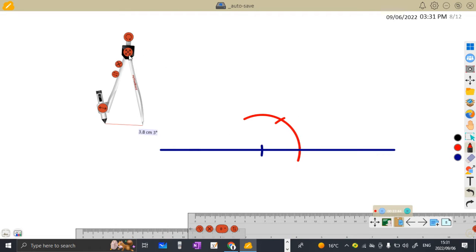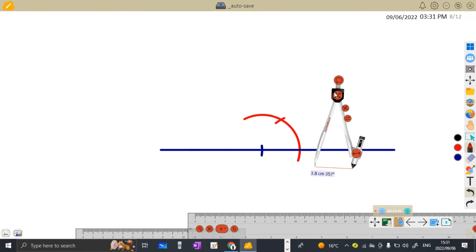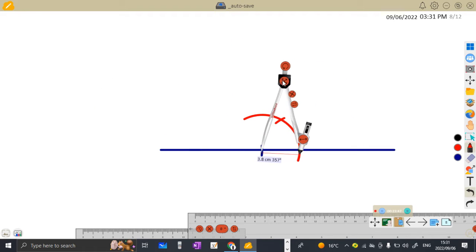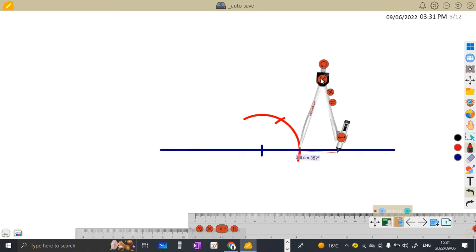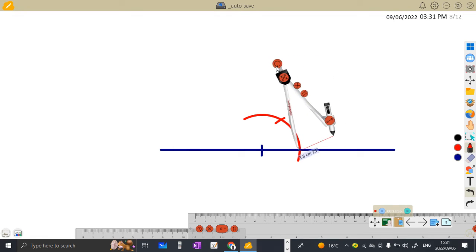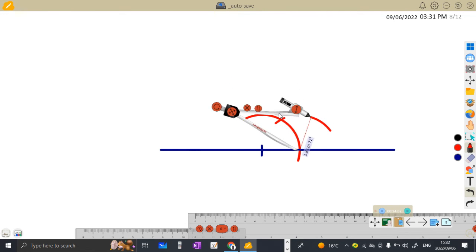I'm just going to mark here from this point without changing this distance that you used to mark. As you can see, it's still the same distance. So without changing this distance, you come to this point here where this meets with the line. Okay, you mark an arc inside, within this region. So this is what you're going to do. Within this region, you mark an arc.